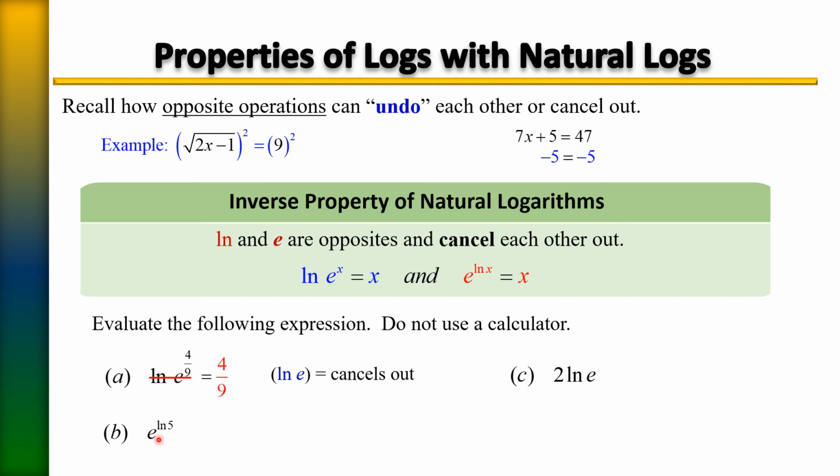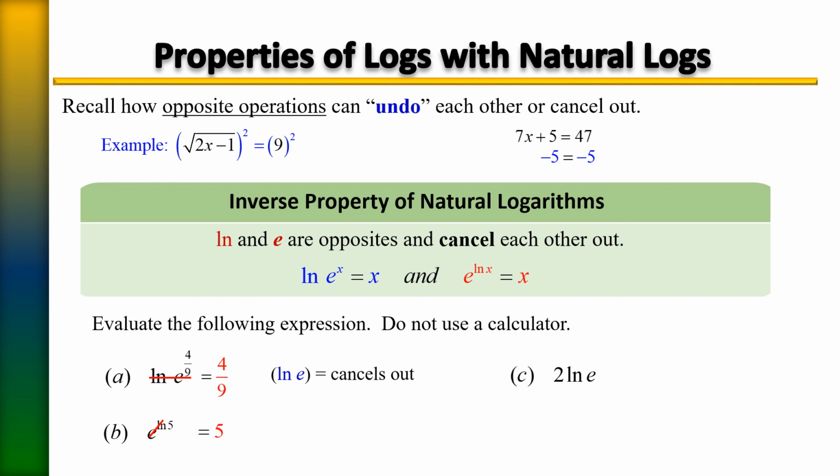In example B, same thing. You could do it on your calculator. Of course, you can press the e key and raise it to the natural log of 5. But I don't even have to use a calculator to do that, because when the natural log and e cancel out, the only thing I'm going to be left with is a 5.